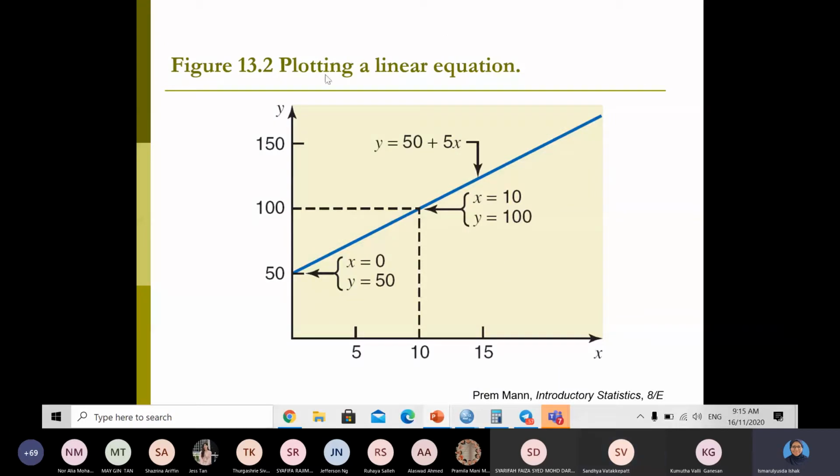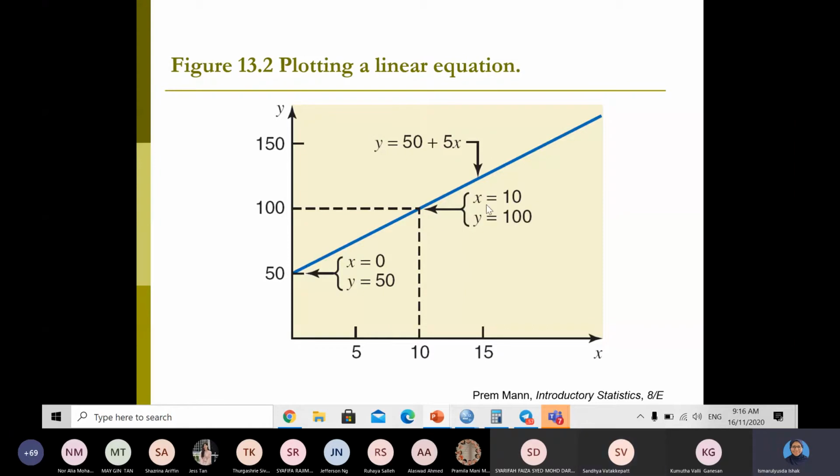Okay, so plotting linear equations. This is an example of one equation, y equal to 50 plus 5x. These equations form this line. The intercept at y is 50, plus 5x. So when x equal to 0, y equal to 50. So this is one dot, one point.